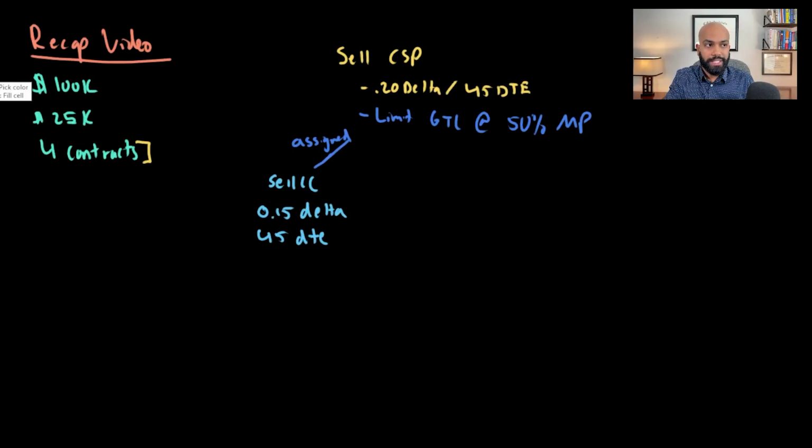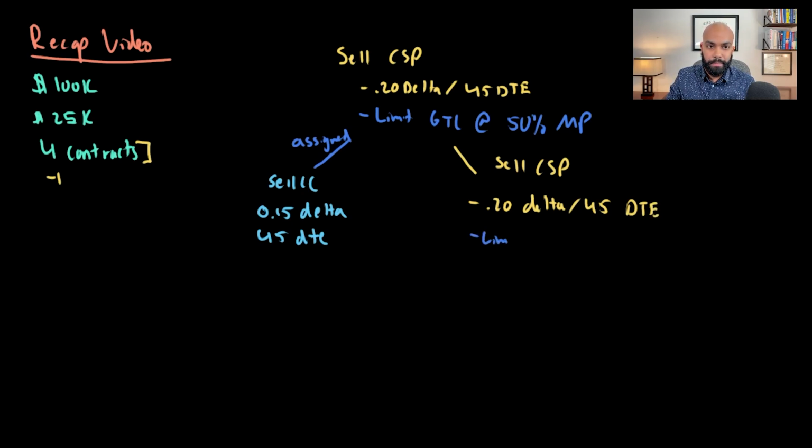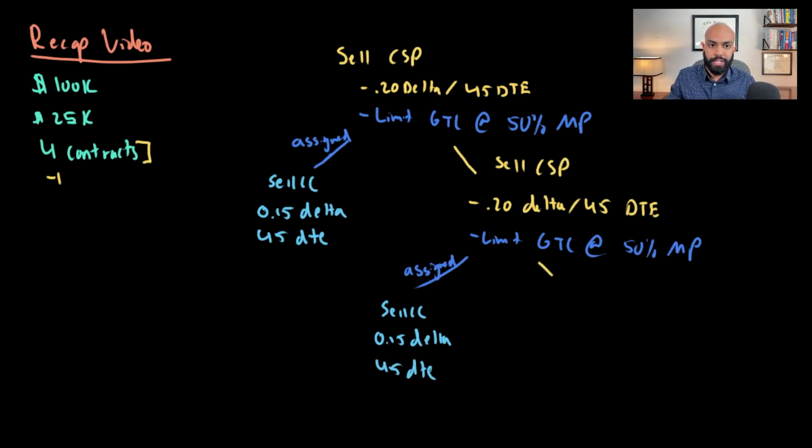Great, well now, while that's happening, since we have 3 more contracts, we've already used 1 right now, we have 3 more contracts. Now we sell another put option, again at the 20 delta, 45 days to expiration. And right after that executes again, we're gonna do a limit, good till canceled, at 50% max profit. Based on whether it gets assigned, same thing, we're gonna sell another covered call at 15 delta and 45 days to expiration. Otherwise, we go back to step number 1.